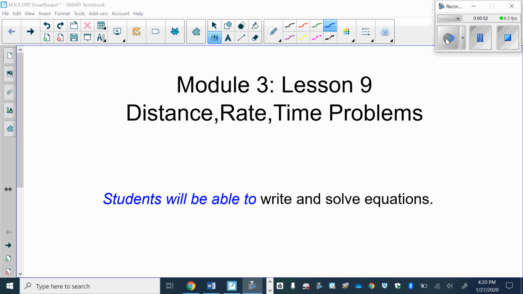Everybody, this is part 2 of Module 3, Lesson 9. In this section, we're talking about the distance, rate, and time problems. Please make sure you have a copy of the notes that go along with this, as again, they are not the usual packet. Students will be able to write and solve equations.